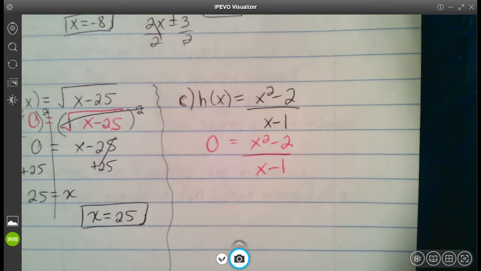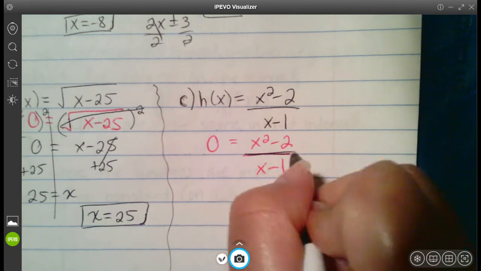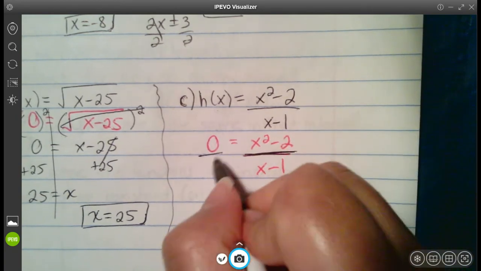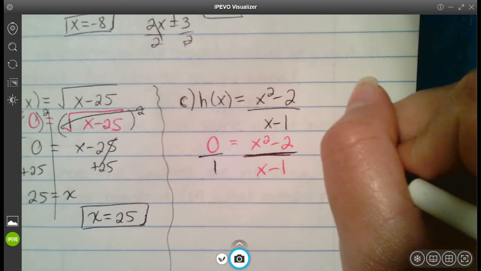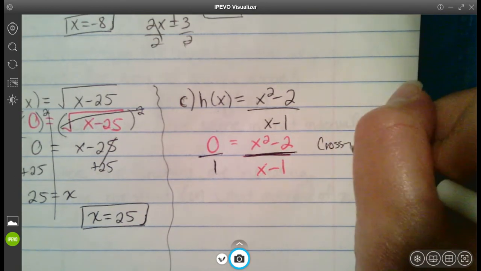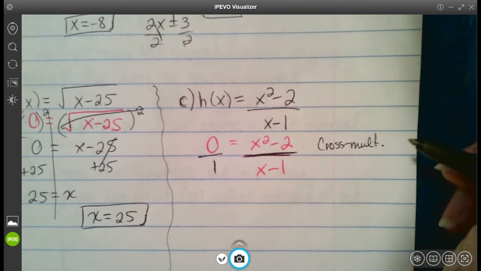So what I'm going to do, because I see a fraction going on here, okay, I see this fraction, I'm going to put this over 1 and I'm going to cross multiply. So I'm going to cross multiply here, okay?